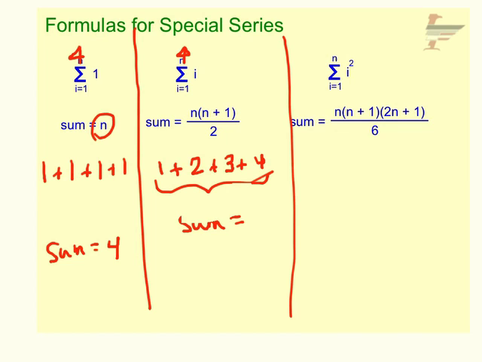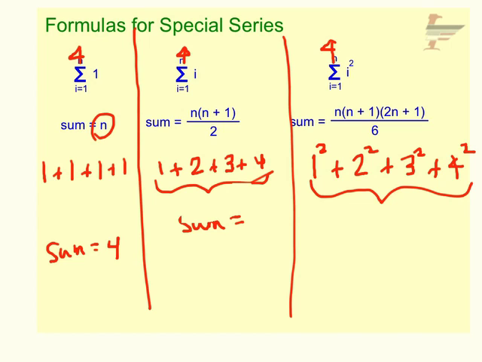This last one, i squared, what those terms will look like, you plug in a 1, and you have 1 squared plus 2 squared plus 3 squared plus 4 squared. Let's say we went up to 4 again. And then you would have to add those together or just plug into the formula. Remember, n is the number of terms. If you're going from 1 to 4, you'd plug a 4 into those n's and simplify.